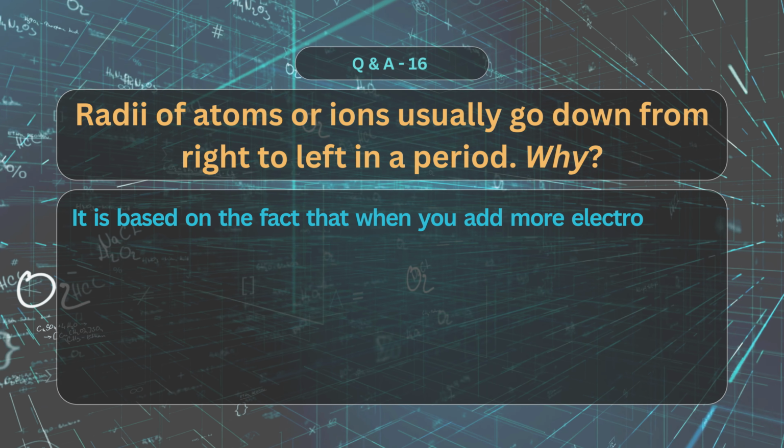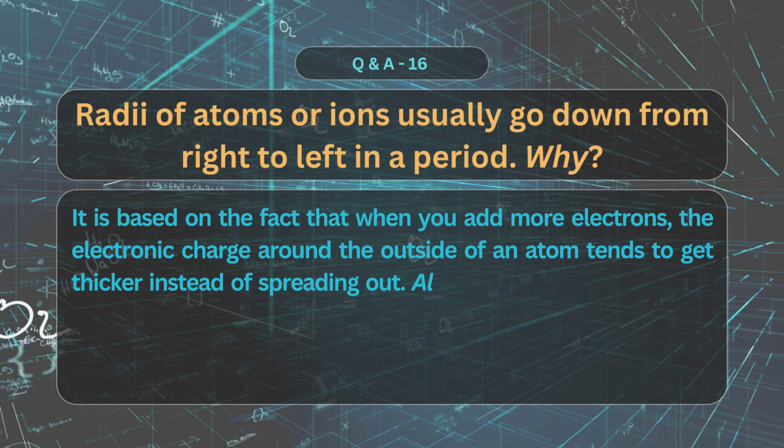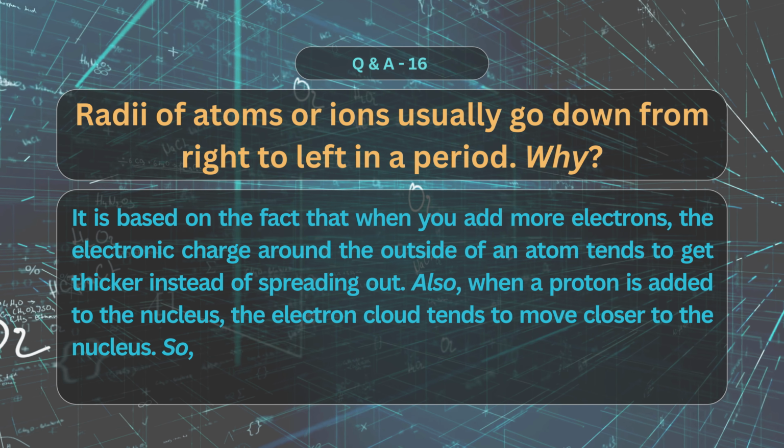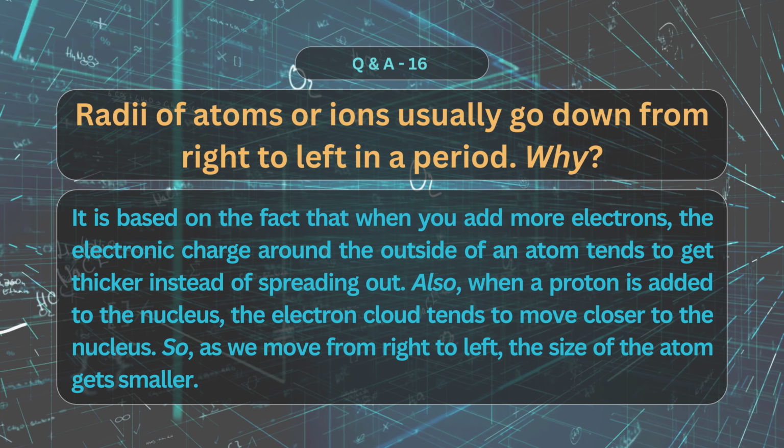Back to the periodic table. Atomic radius decreases as you move across a period. This is a core trend you cannot afford to miss in AP Chemistry or IB.